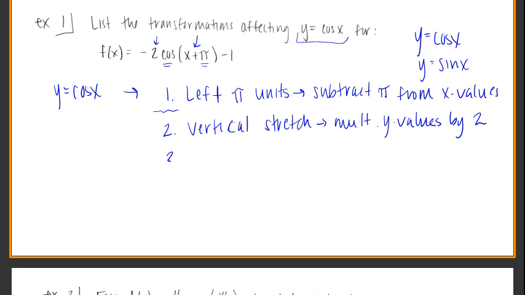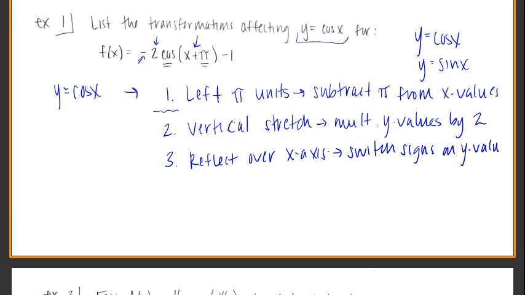Okay, 3 is the negative right there, and that's vertical movement, so we're going to reflect over the x-axis, which in short terms you can say we're going to switch signs on the y values. So we're going to go from quadrants 1 and 2, which are positive, down to quadrants 3 and 4, which are negative, or vice versa.